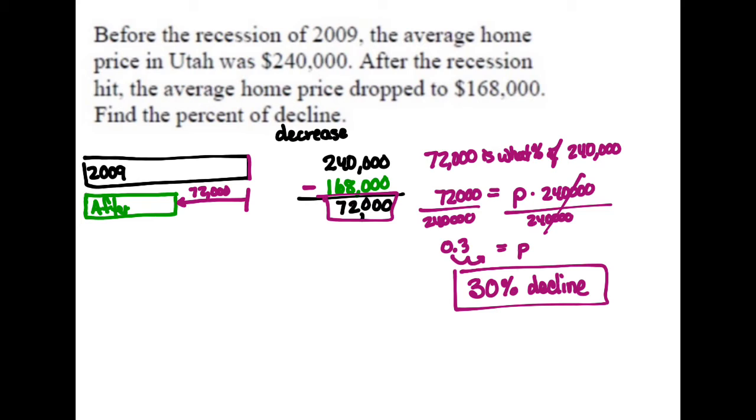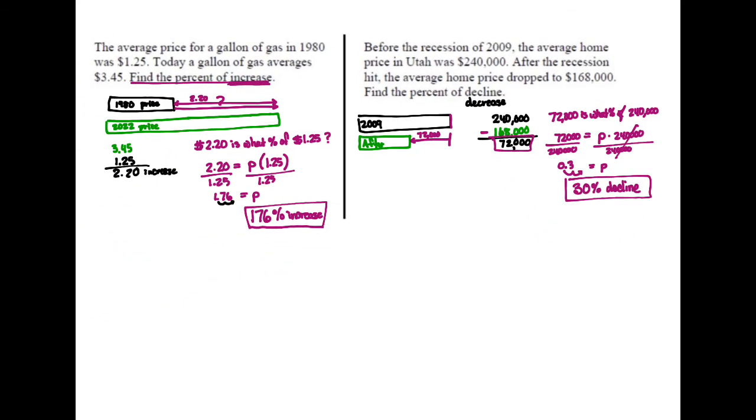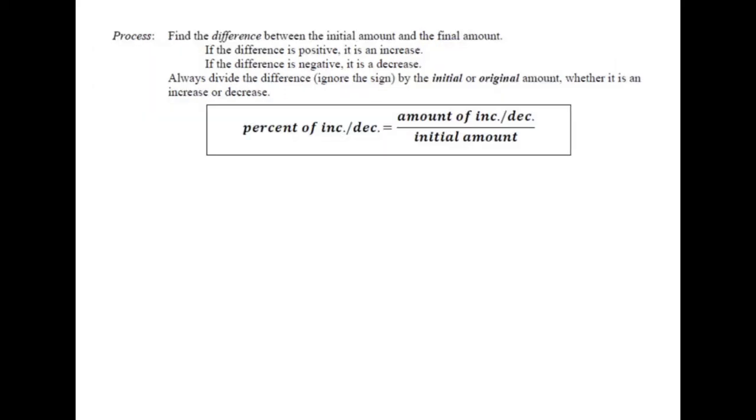30% is good enough. I just put decline so that you know it went down instead of up, right? Okay, so let's take a look now at what they said on this first page. Maybe it'll make more sense now that you've seen a couple problems.